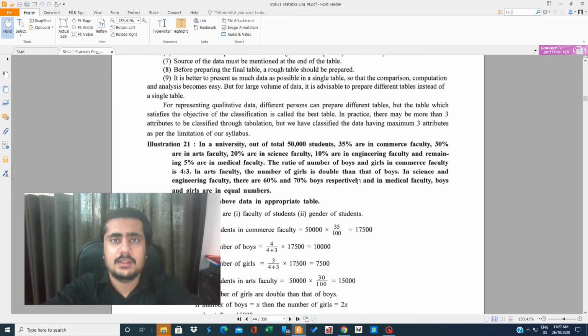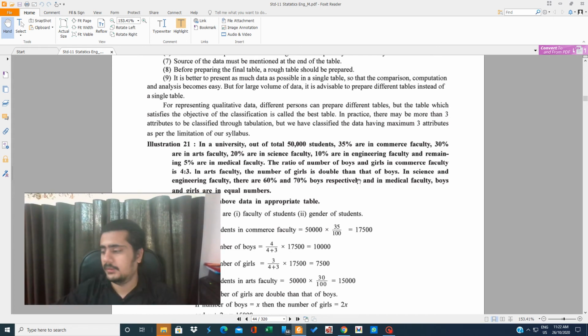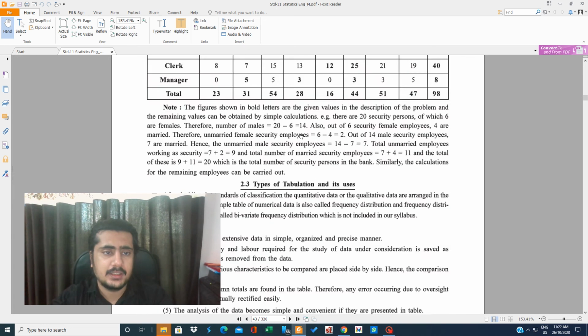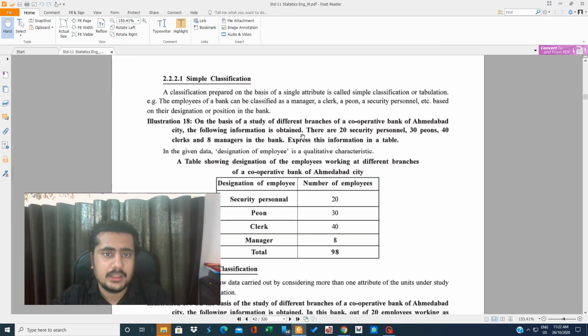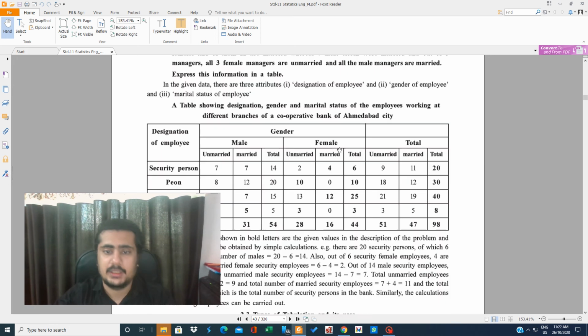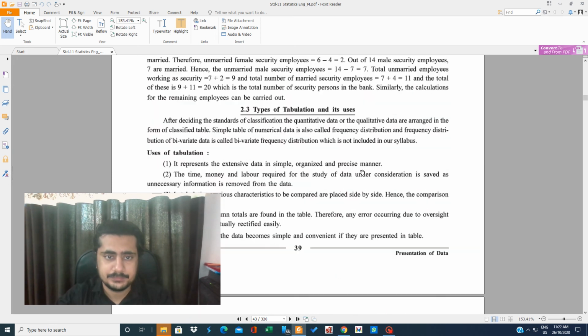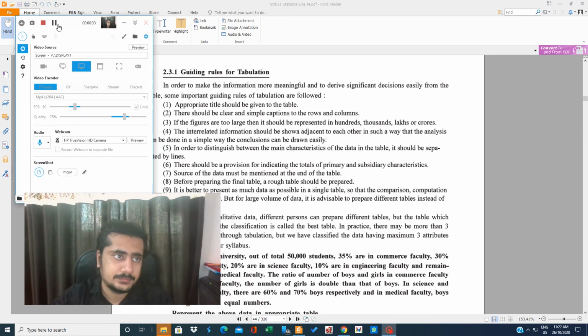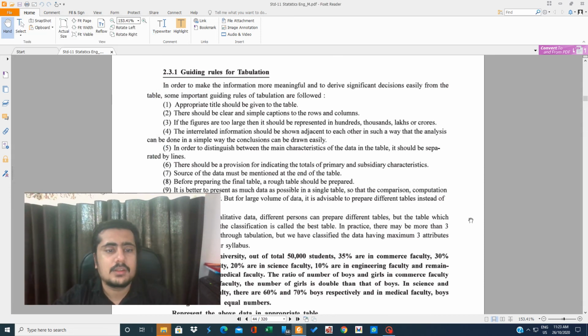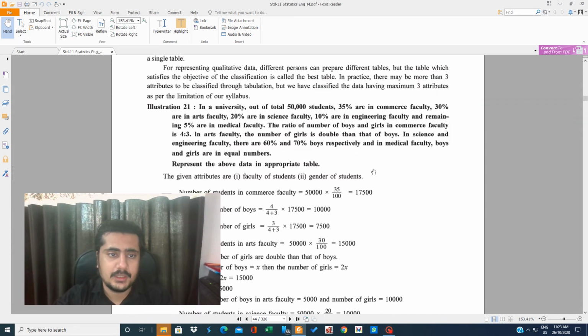We had started chapter number 2 in the last lecture and we have completed illustrations 18, 19 and 20. Today I am going to do illustration number 21. So, let us start with illustration number 21.